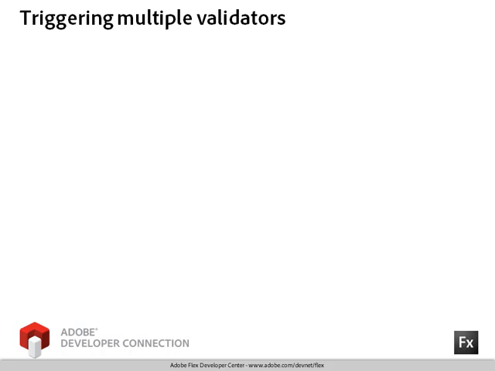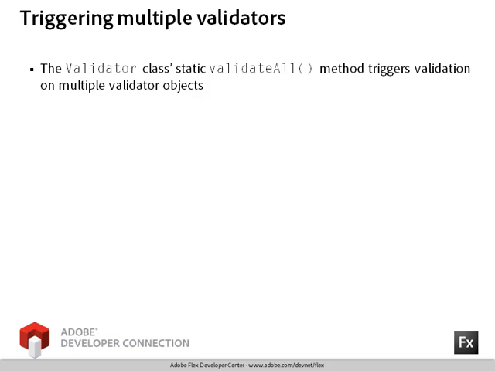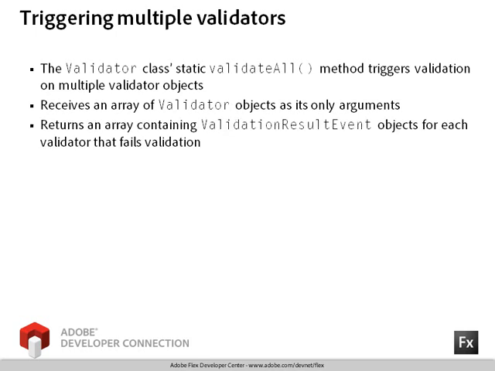I have been validating the mobile phone form field, but there is another field that also needs to be validated. I can use the validator class's static validate all method to trigger validation on multiple validator objects at the same time. I will pass an array of validator instances to the method as its only argument, and I will receive back an array of validation result event objects, one for each validator that fails validation. If the returned array has a length of 0, then the validation has succeeded.